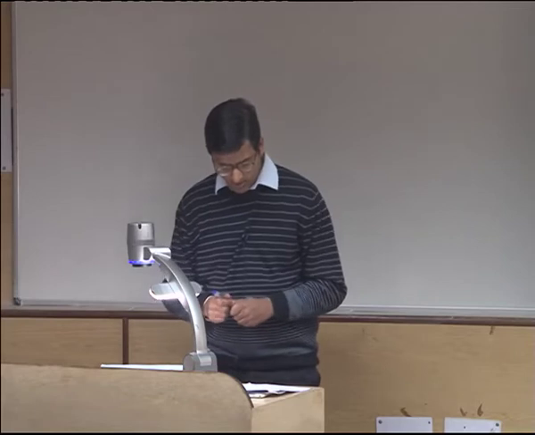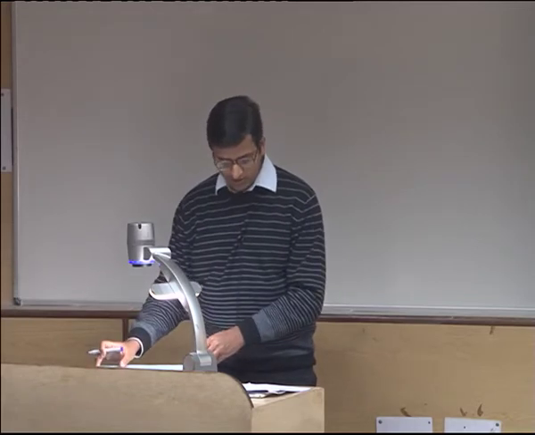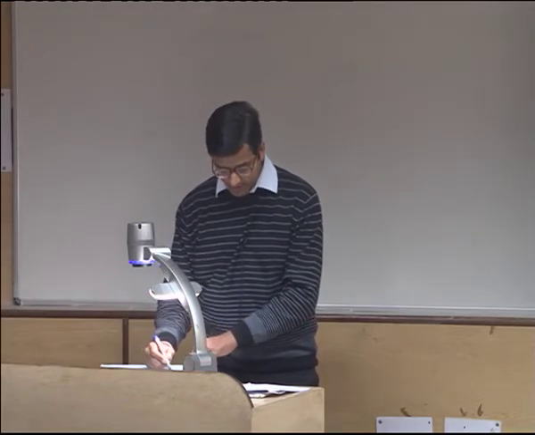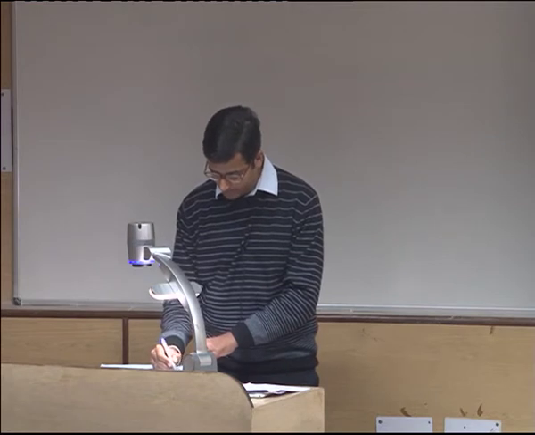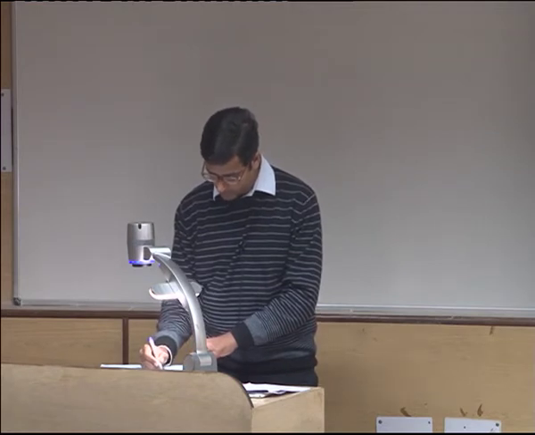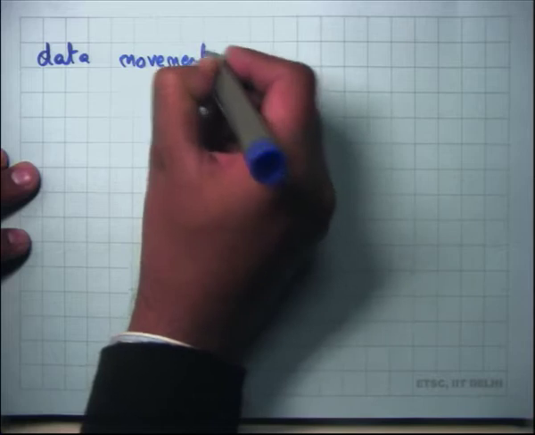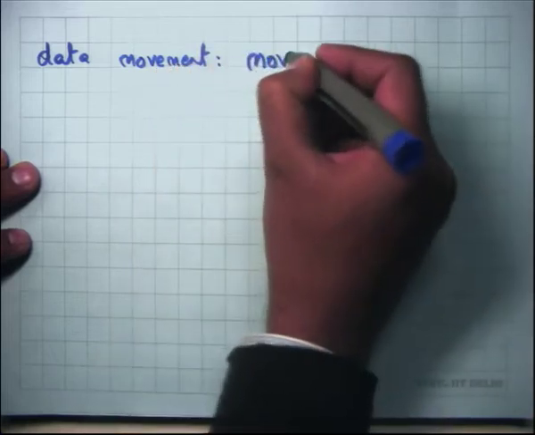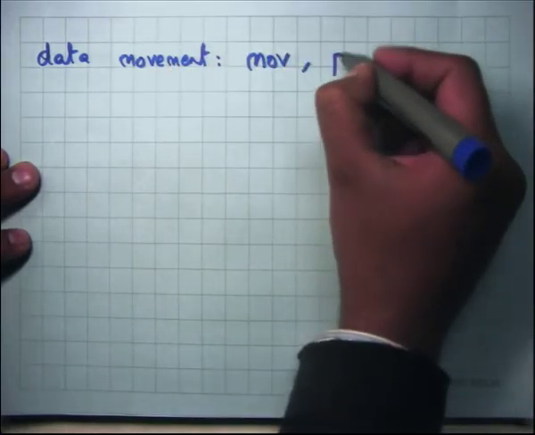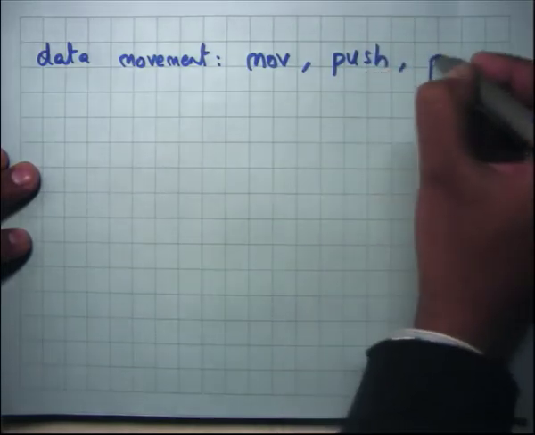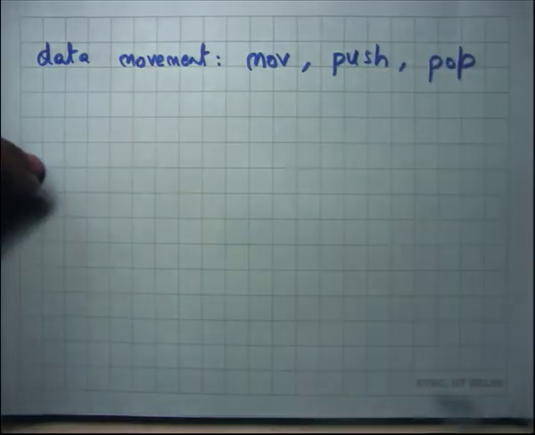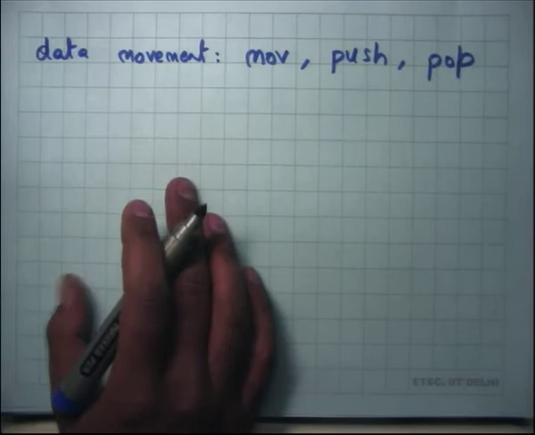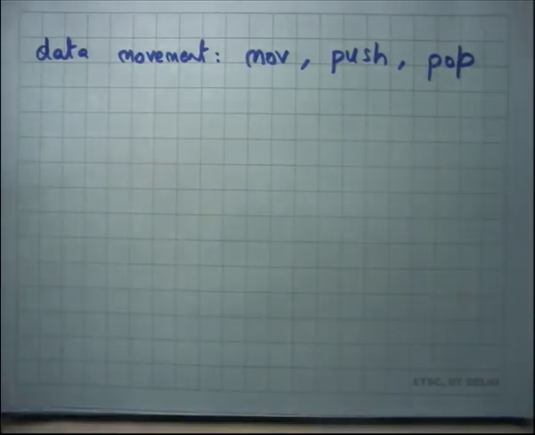So the different types of instructions on x86. There are, let's say, data movement instructions like move, push, pop. We have already seen move. Push and pop are instructions that operate specifically on the stack. I am going to discuss the semantics very soon.